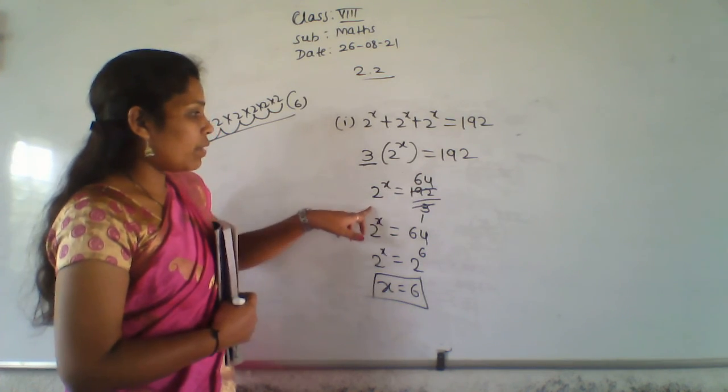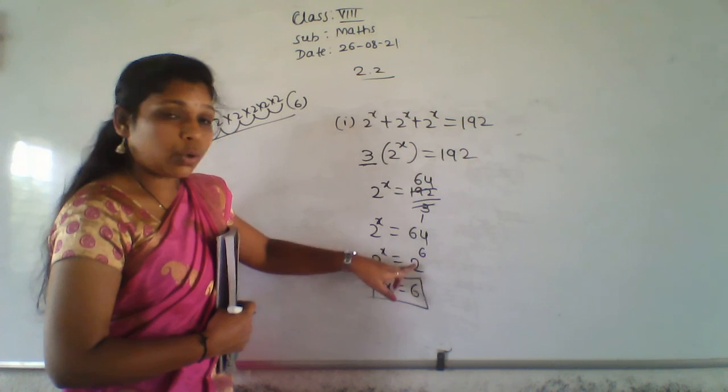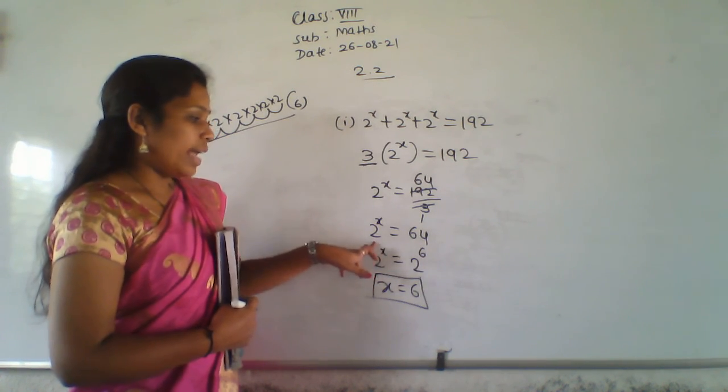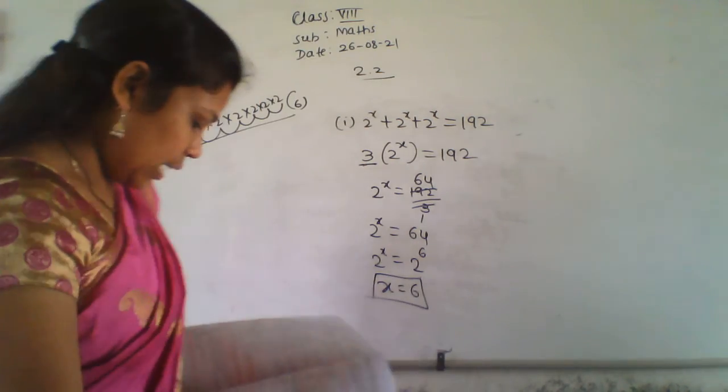So 2 to the power x is equal to 64. 64 can be written in the form of 2 to the power 6. So what is the value of x here? The x value is 6. Next, the last problem of 2.2.